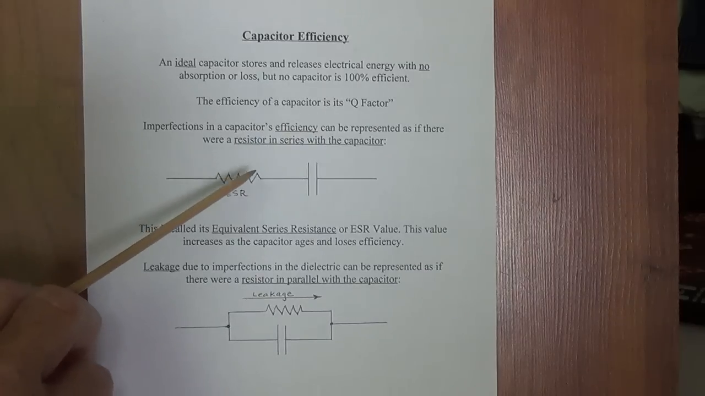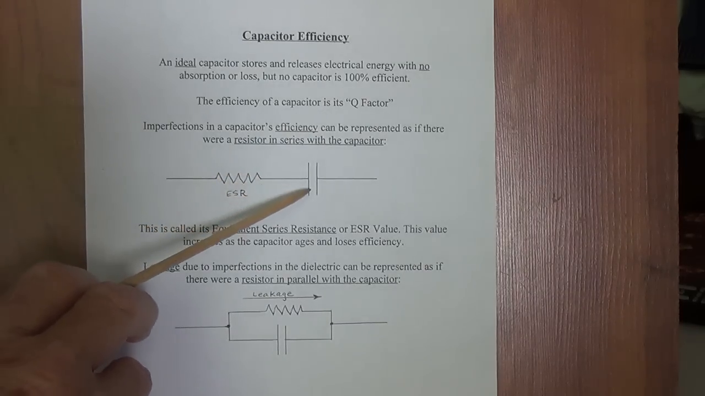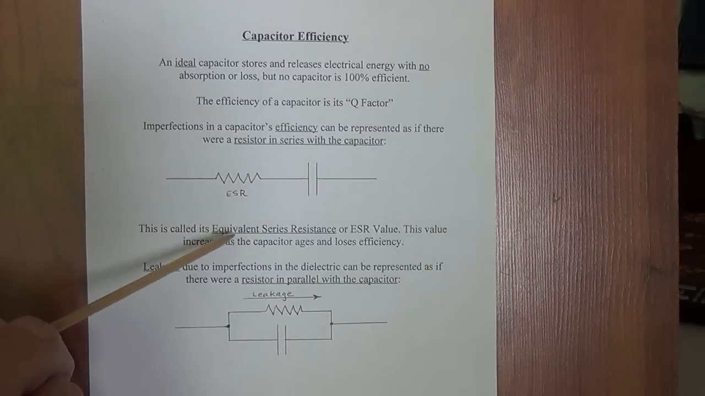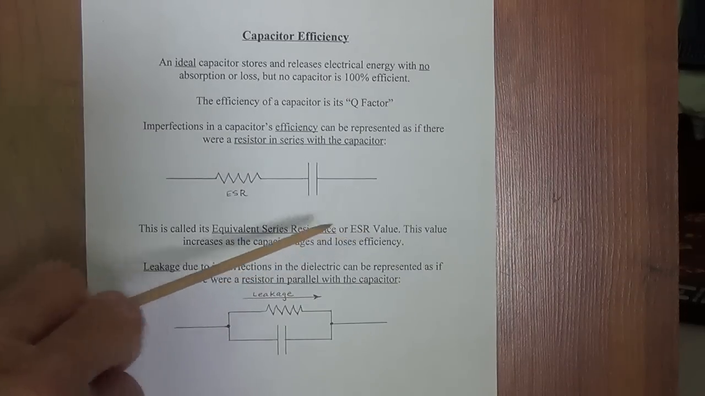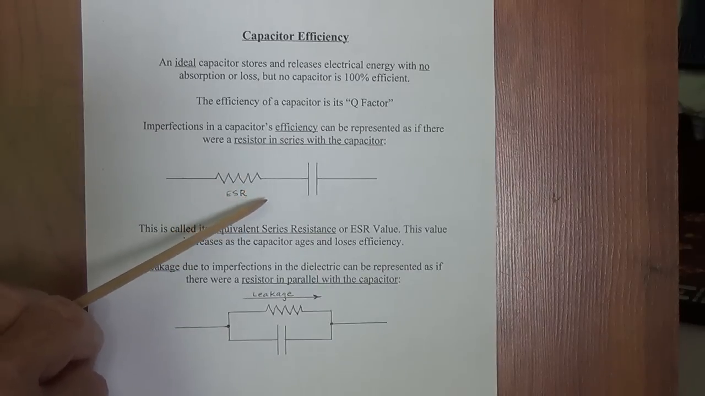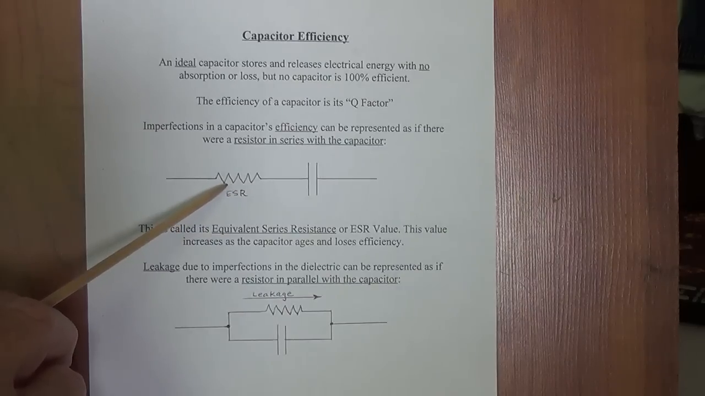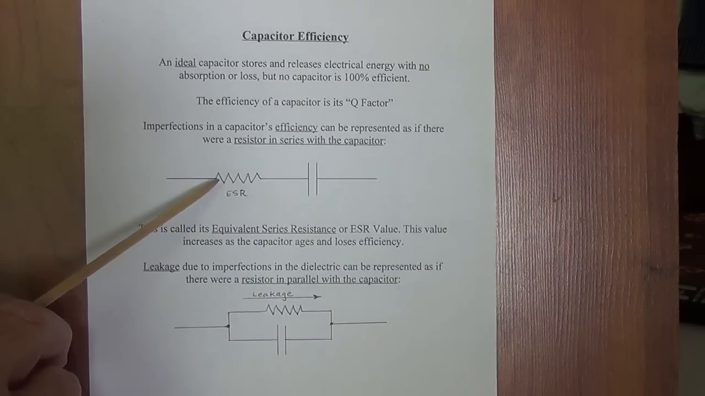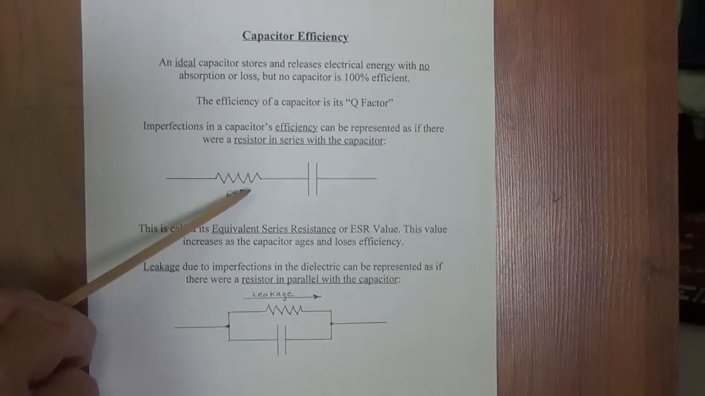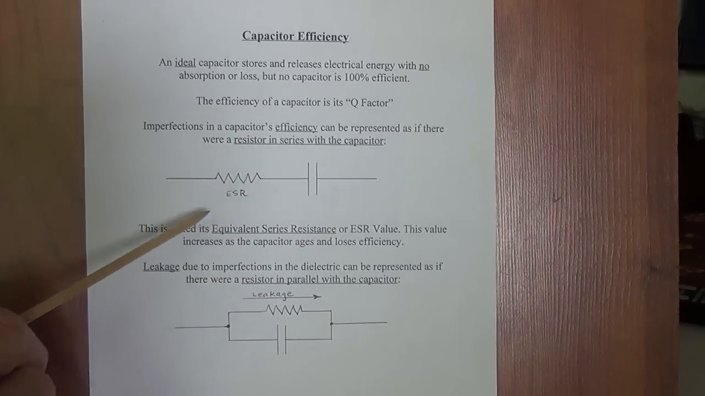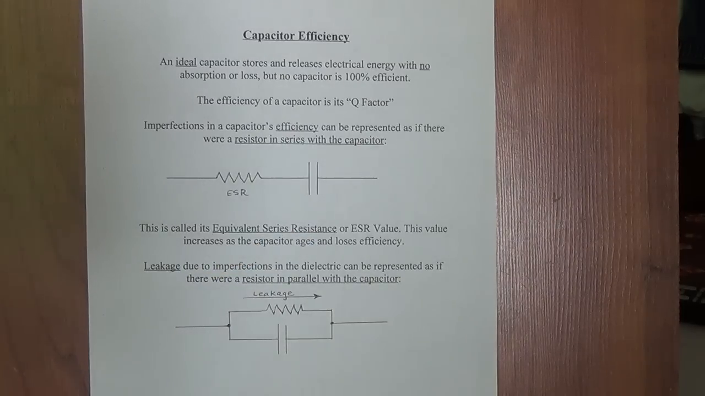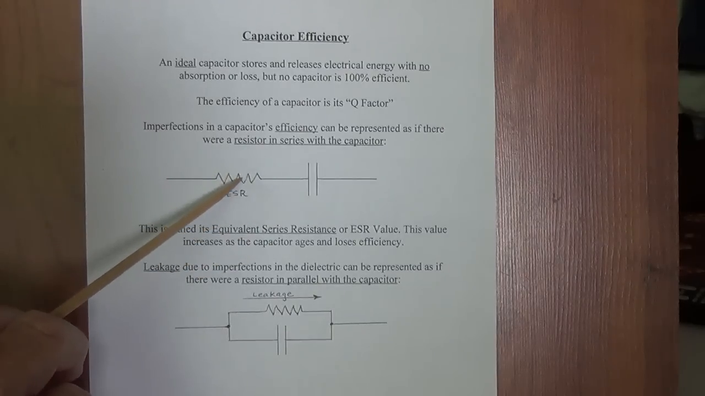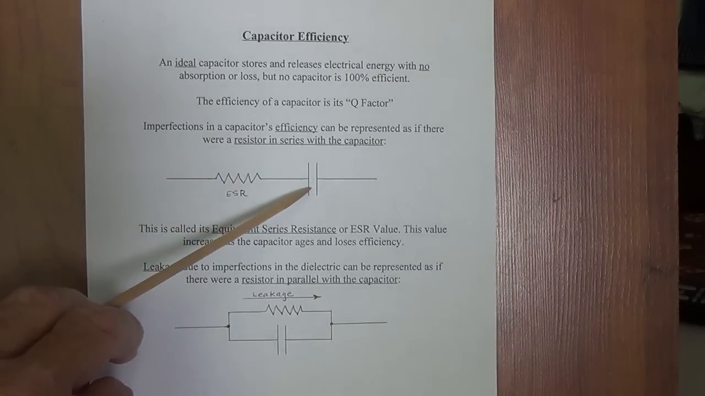Now, there's a name for this imaginary resistor that we're placing in series with the capacitor to designate the capacitor's inefficiency, and it is called the equivalent series resistance, which we've all heard of as the ESR value. We have meters that can measure this value. I have one made by Anatech, which I have demonstrated in some videos. And we see that the value of equivalent series resistance increases as the capacitor ages and loses its efficiency. It's evident then that the lower this value is, the more efficient the capacitor is.